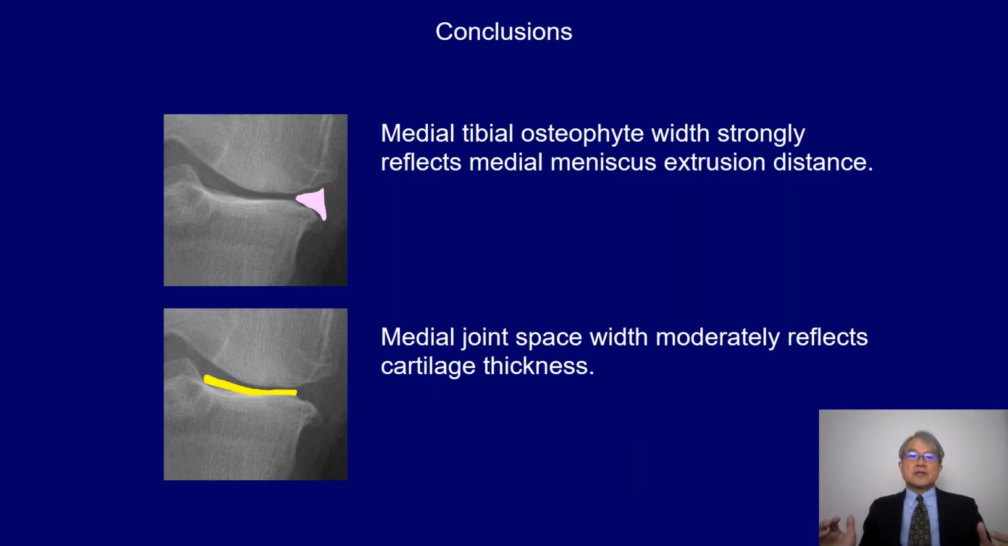In conclusion, medial tibial osteophyte width strongly reflects medial meniscus extrusion distance. Medial joint space width moderately reflects cartilage thickness.